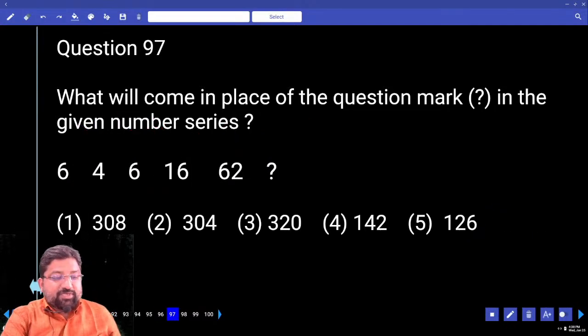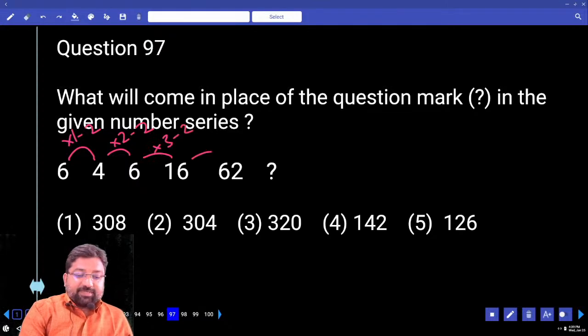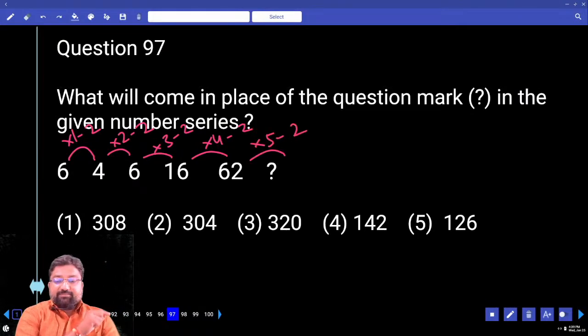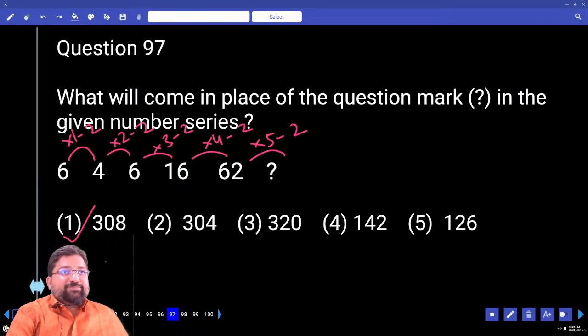Chalo, what should I do? Where do I want to start? Into 1 minus 2. Into 2 minus 2. Into 3 minus 2. Into 4 minus 2. This should be into 5 minus 2. 310 minus 2, 308. Clear?